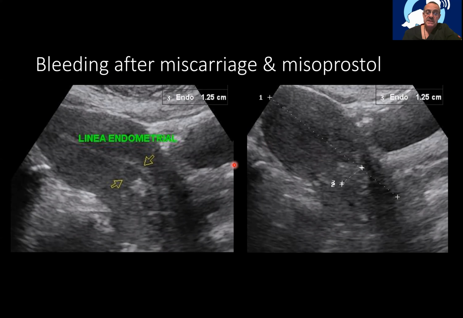Bleeding after miscarriage and misoprostol, endometrial lining, something inside.